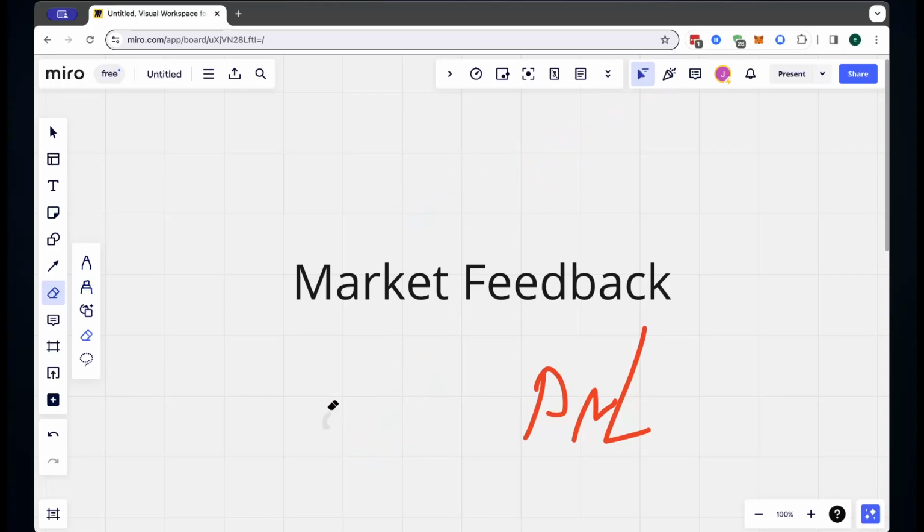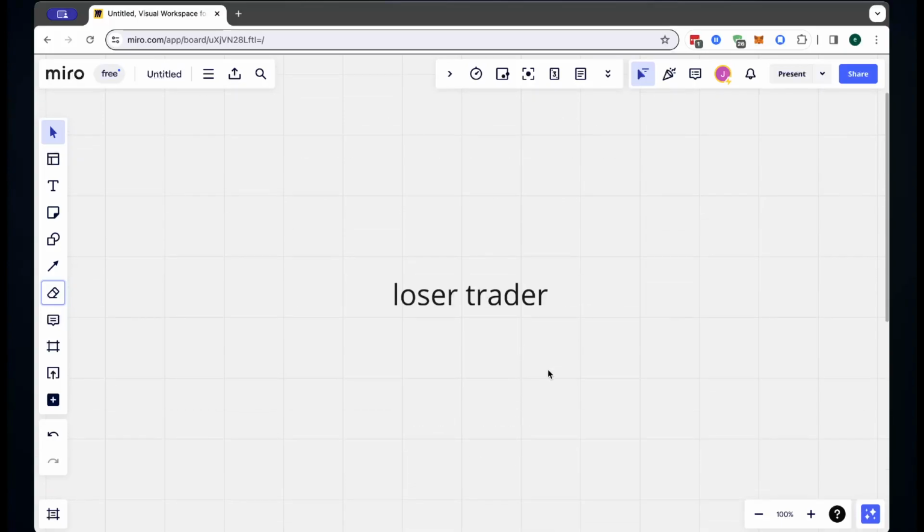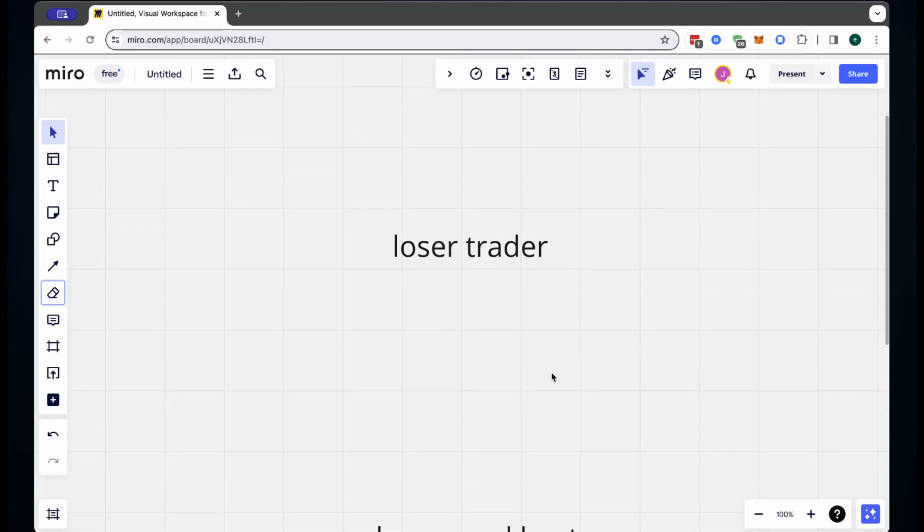So now that we understand market feedback and why this is really important for us, let's talk about the different types of traders that we have and how they relate to market feedback or not. So let's talk first about the loser trader. What is a loser trader? A loser trader is just a trader that loses more often than he makes money.